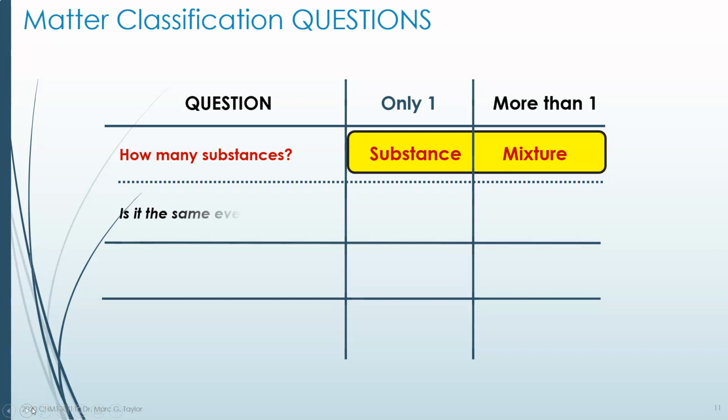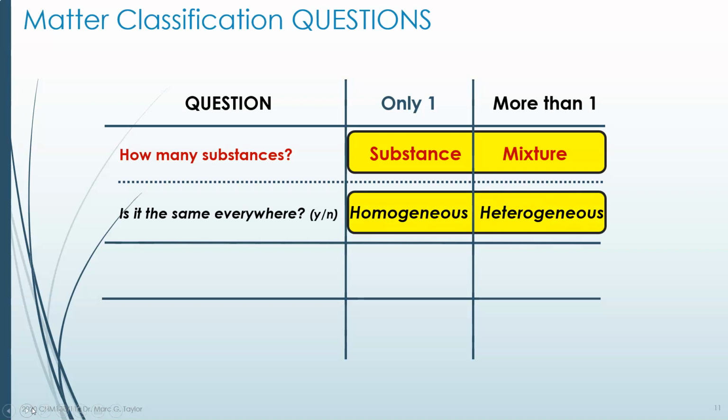And we've already talked about this. Is it the same everywhere? In other words, is it extremely well mixed? Well, if it is, it's homogeneous. If it's not, it's heterogeneous. So remember, air, very well mixed. Sugar water, salt water, once you've mixed it up, very well mixed. These are homogeneous. Gravel, chocolate chip cookie, cereal sitting in milk. Those are heterogeneous mixtures. Rusty nail, gold-plated bracelet. Those are heterogeneous mixtures.